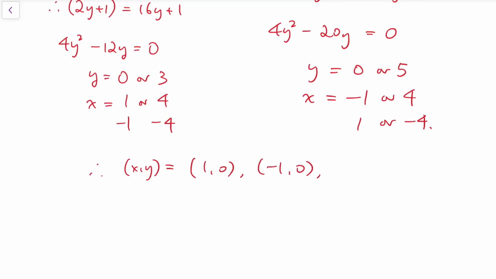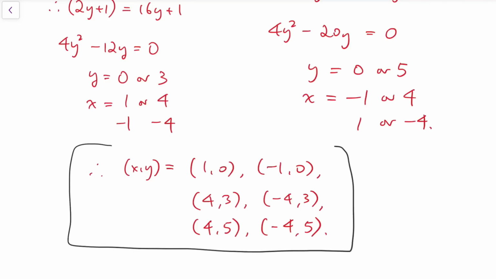So altogether, we have these solutions: (1, 0), (minus 1, 0), (4, 3), (minus 4, 3), and then (4, 5), finally (minus 4, 5). Altogether, 6 solution pairs. So this is the final answer.